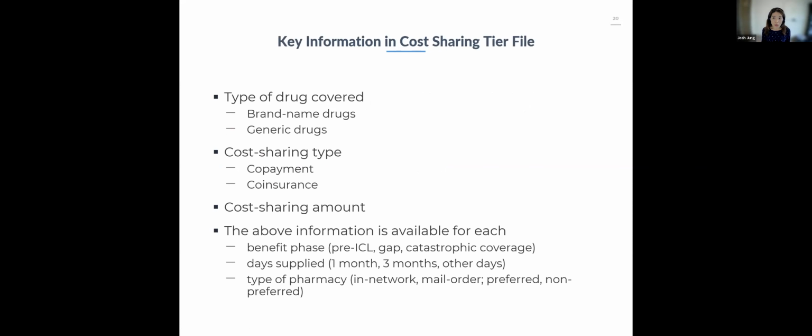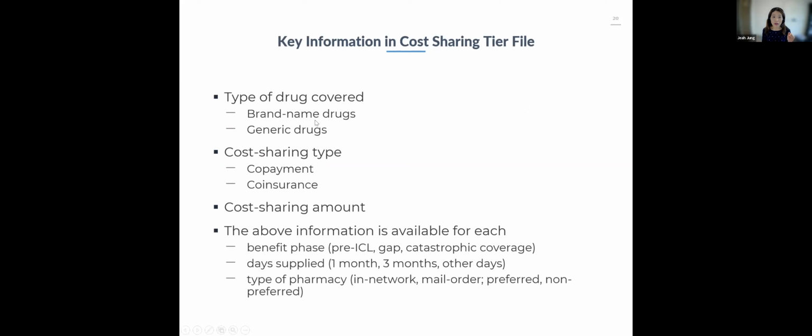Right. So here, what information does this have? When you have this contract plan tier for each line, for that tier, what type of drug is covered in the tier? Is it a brand name drug tier or a generic drug tier? And what's the cost sharing type? Is this a co-payment or co-insurance? Once it says co-payment, what's the amount? Once it says co-insurance, what's the percent? So depending on cost sharing type, you will see either a dollar term or a percentage in the cost sharing amount.